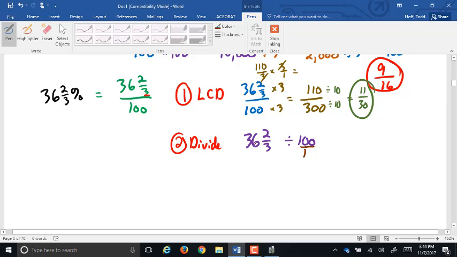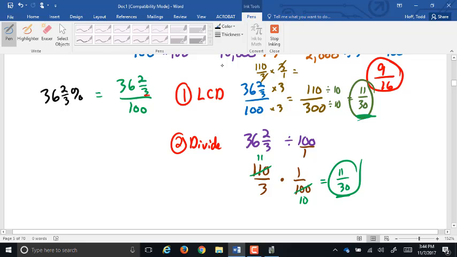36 2/3, well, we just did this. 36 times 3 is 108. Plus 2 is 110 over 3. Divided by 100 over 1 is going to be multiplied by the reciprocal of 1 over 100. I can cross cancel here, dividing by 10 gives me 10 and 11. 11 times 1 is 11. 3 times 10 is 30. I still get 11/30.